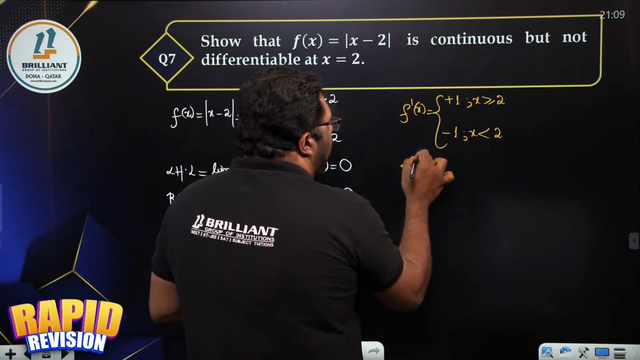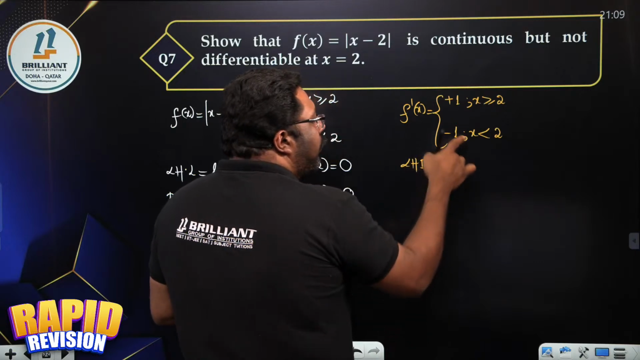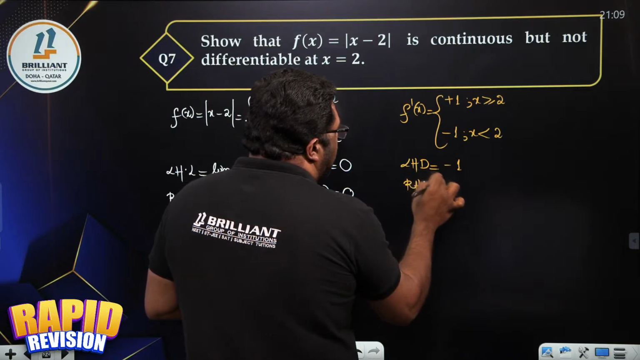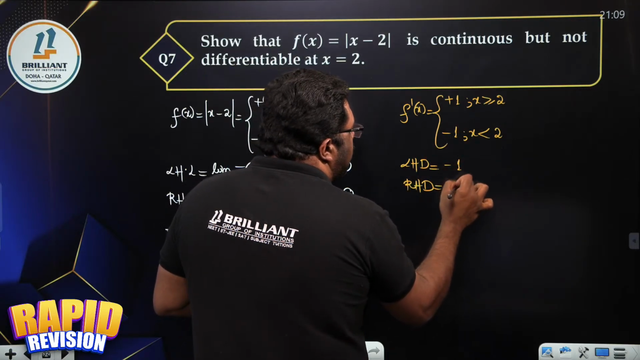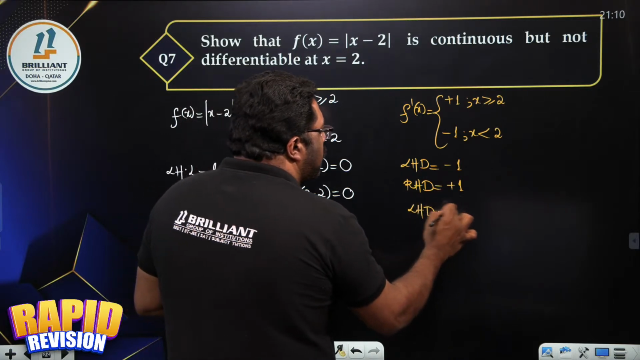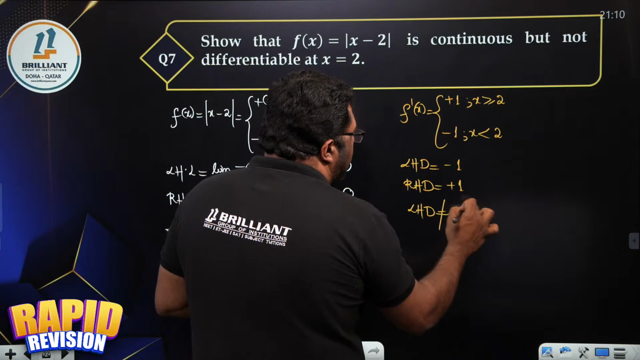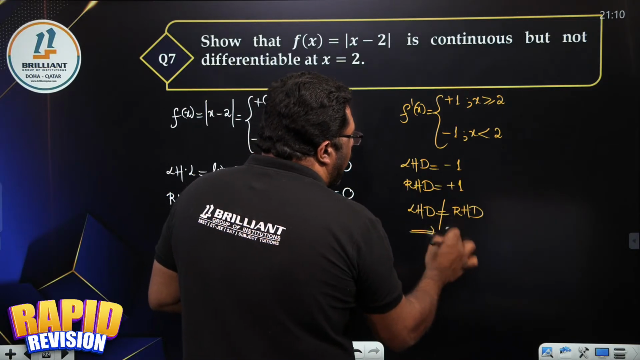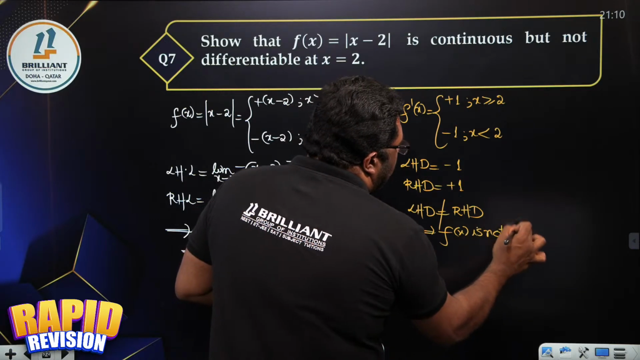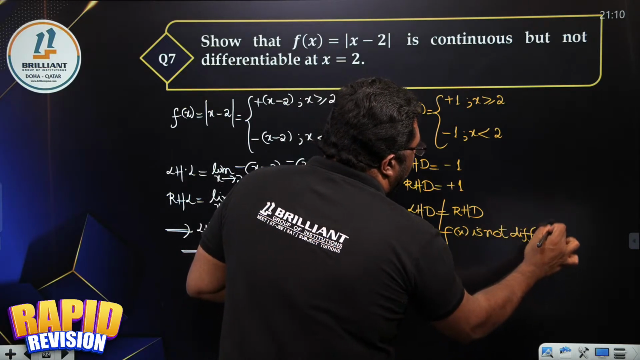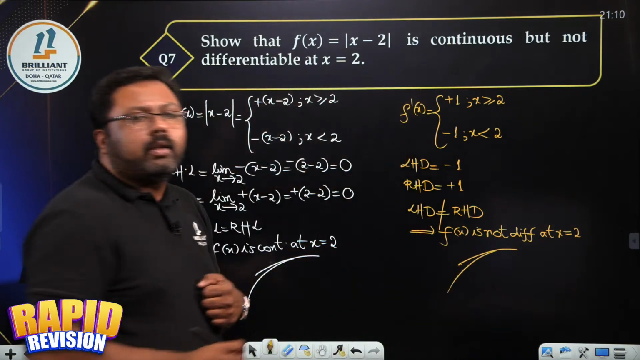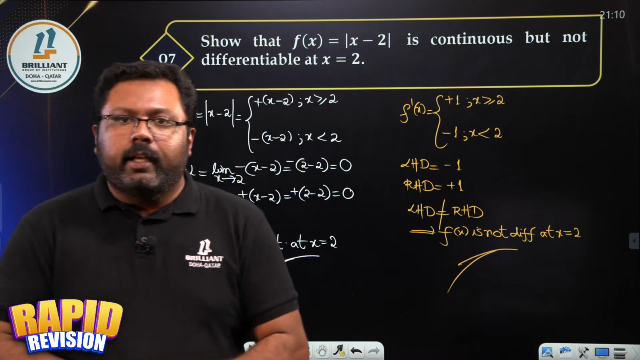What is LHD, the left hand derivative? For x less than 2 it is minus 1. What is RHD, the right hand derivative? It is plus 1. So you can see that LHD is not equal to RHD, which implies f of x is not differentiable at x equal to 2. F of x is not differentiable at x equal to 2.